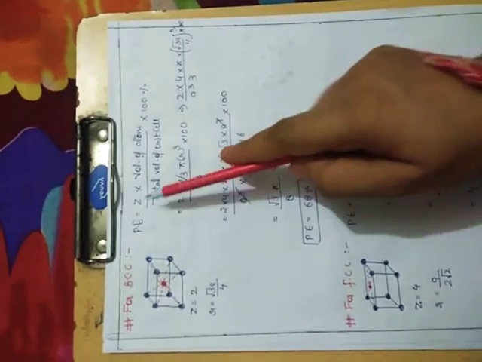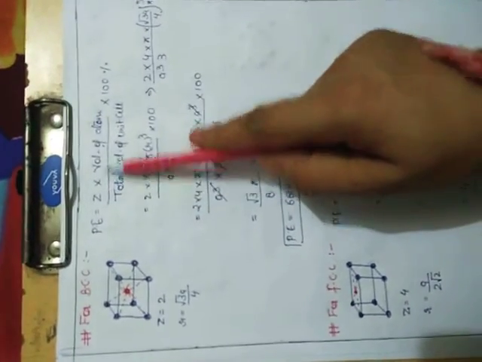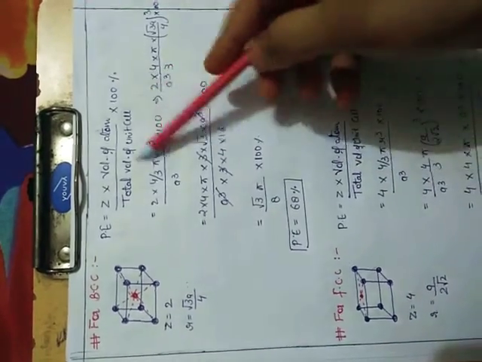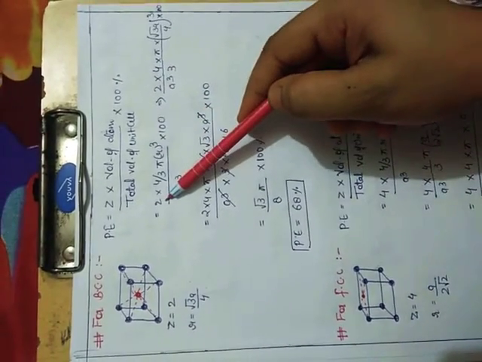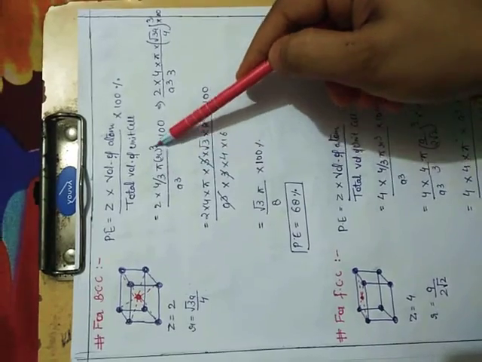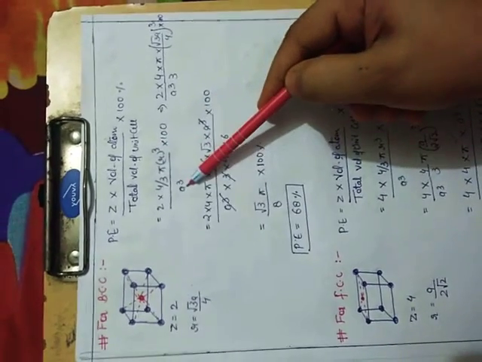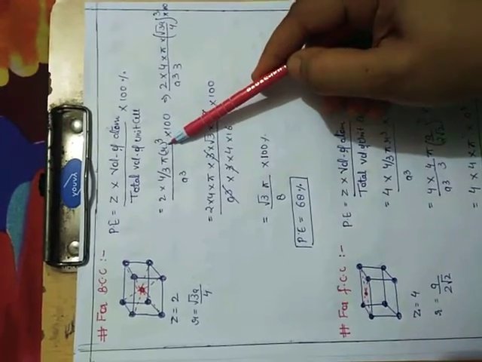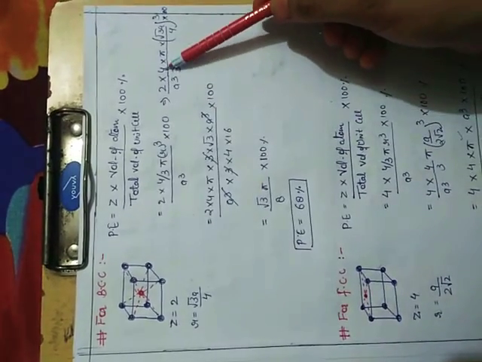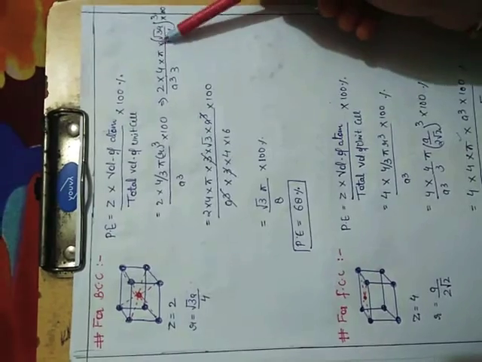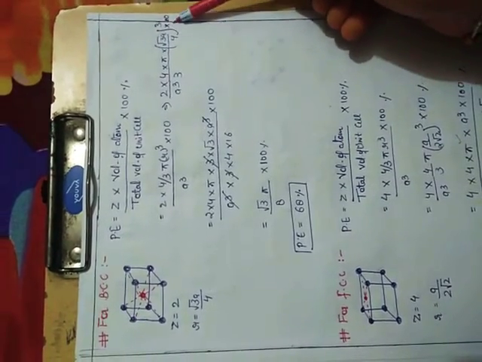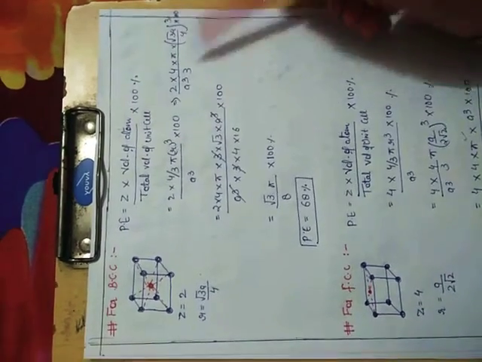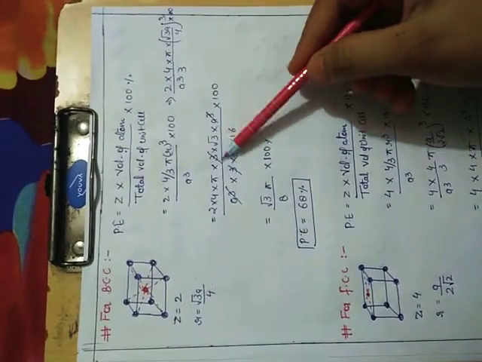So again we apply the formula of packing efficiency: Z into volume of atom upon total volume of unit cell into 100%. We put in all the values: 2 for the number of atoms, 4/3 pi r cube, the volume of a sphere, upon a cube, the volume of the cube, into 100. We put the value of r in this equation. We get 2 into 4 into pi (√3a by 4) whole cube into 100 upon a cube, and 4 by 3, this 3 is in the denominator. We will see what cancels.